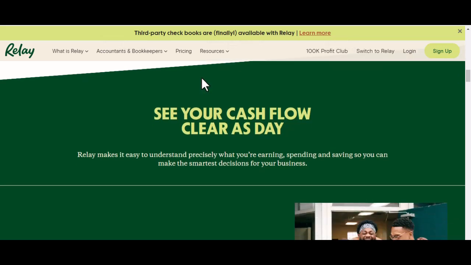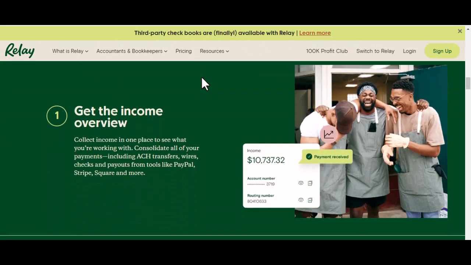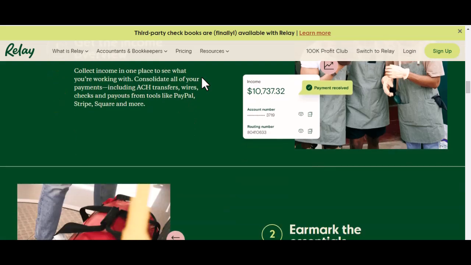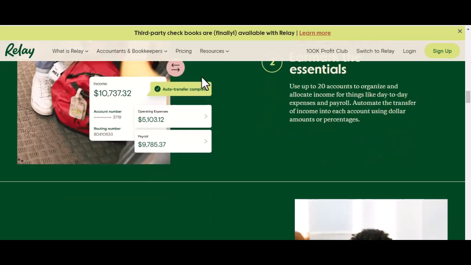Section 2. The compatibility question. Direct answer. The short answer is no, Relay cards are not directly compatible with CashApp. Explanation. Delve into the technical reasons behind this incompatibility.